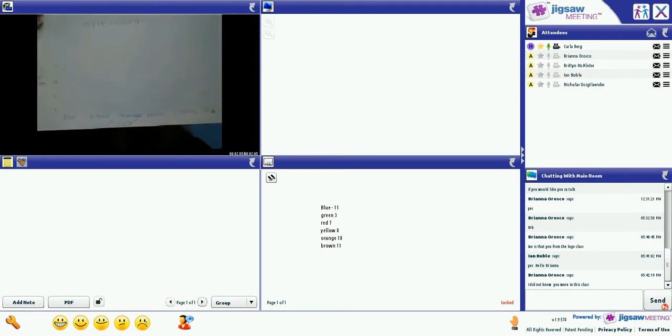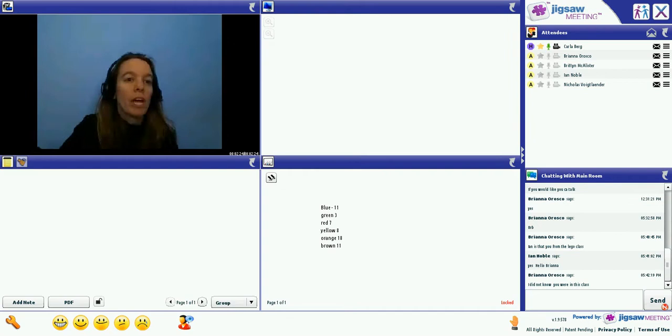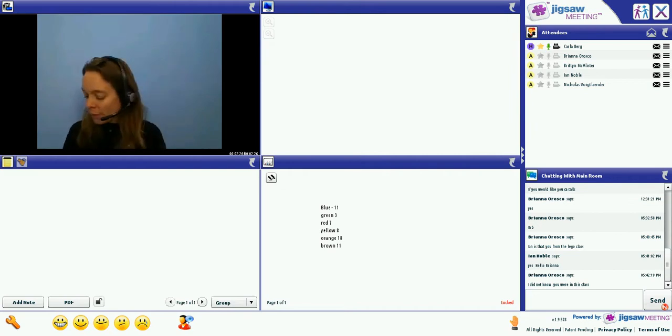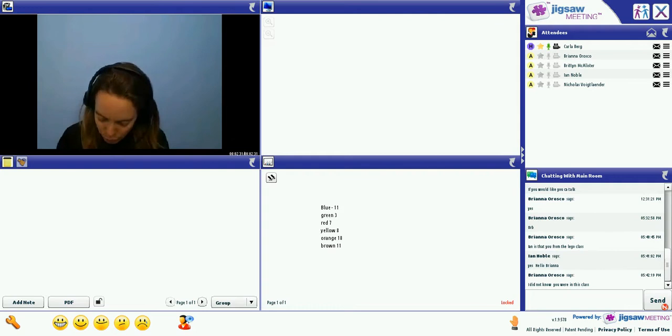So if you can make sure that your paper is set up similar to mine, that would be awesome. Then I'm going to have you graph your information, and we are going to share our graphs with each other and compare. So take a minute. Now, I had 11 blues, which is my first color. So I'm going to draw an example for you.